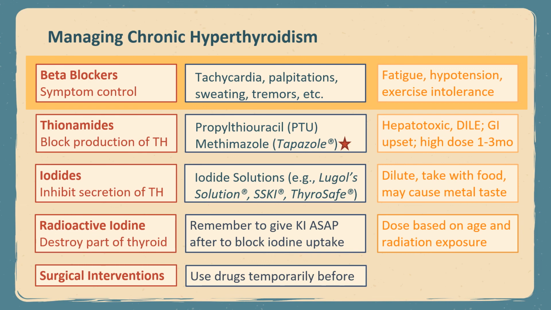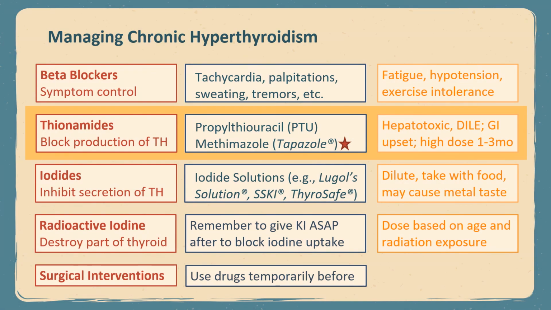Beta blockers are recommended for all patients who have symptoms and want symptomatic control, but specifically for those patients who have a heart rate above 90 or those who have some sort of underlying cardiovascular disease. Beta blockers can cause fatigue, hypotension, and exercise intolerance, so these are reasons why patients who do not meet those criteria may not want to try beta blockers for symptom control.